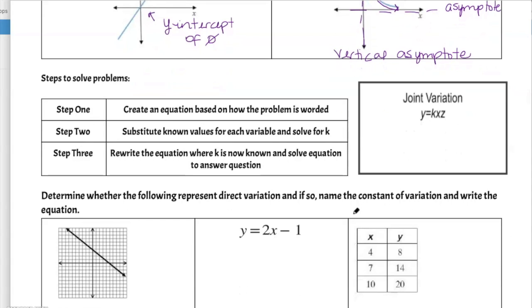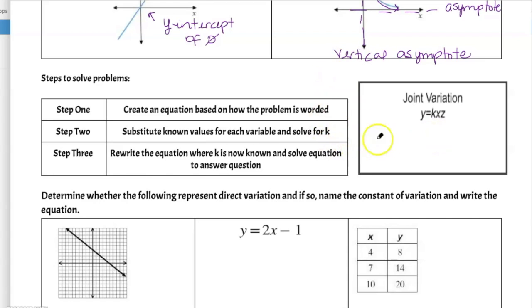When we're solving these problems, we want to first create an equation based on how the problem is worded. So if they're telling us it's a direct variation, then we need to write that with multiplication. If it's an inverse variation, we would write that using division. You're going to substitute everything that's given to you, everything you know about any of the variables, and solve for k, the constant. And then you go back to the equation that you wrote. You again plug in the k value that you know and any other variables that are given, and then you solve the equation. And it can be worded different ways. They can ask you different things.